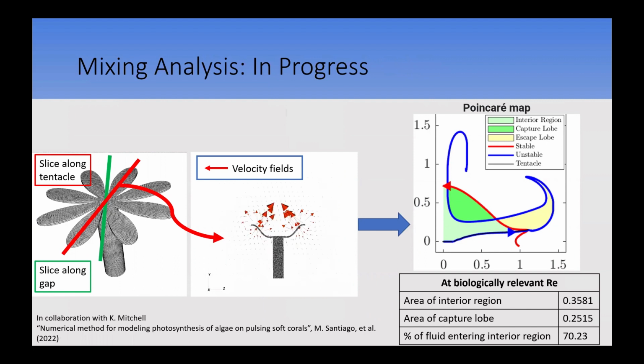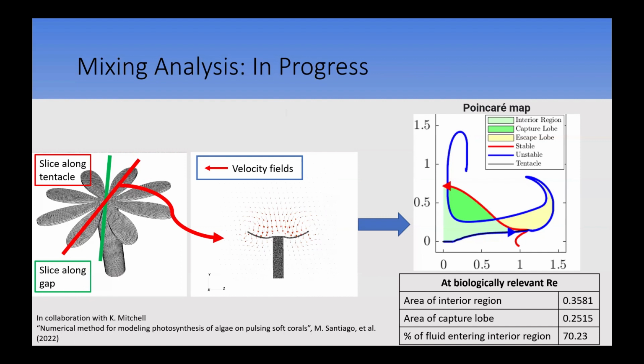Now, what we'd like to do with this is to create these Poincare maps, which are seen in this figure here. These were created by Mateo Santiago for 2D corals previously. And what I would like to do is expand this to the full 3D coral and the 2D slices of the full 3D simulation. What's really neat about these mappings is that they give us a quantifiable number of how much fluid mixing is occurring.